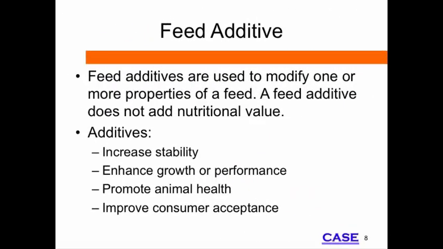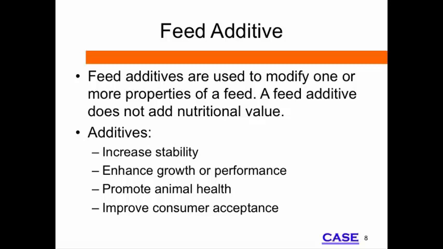Feed additives are used to modify 1 or more properties of a feed. A feed additive does not add nutritional value. Additives that increase stability are used to reduce the growth of molds during storage, prevent breakdown of nutrients, bind feedstuffs in pellet form, and reduce dust and fine particles.